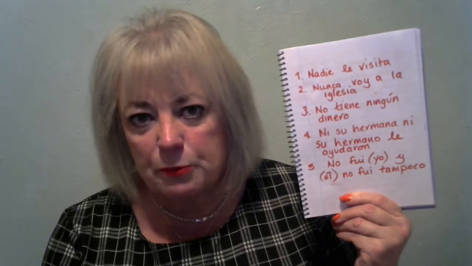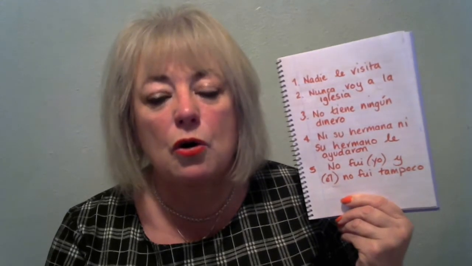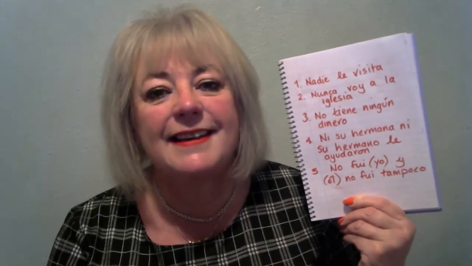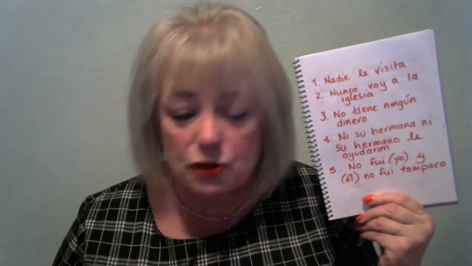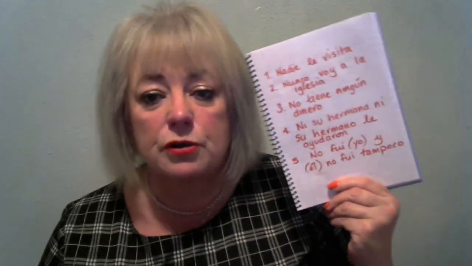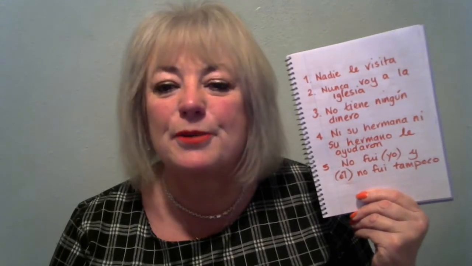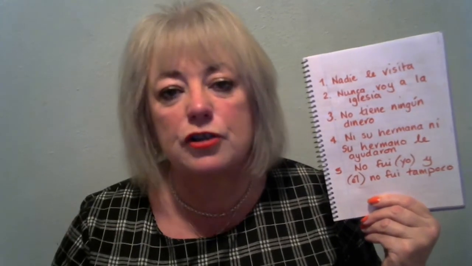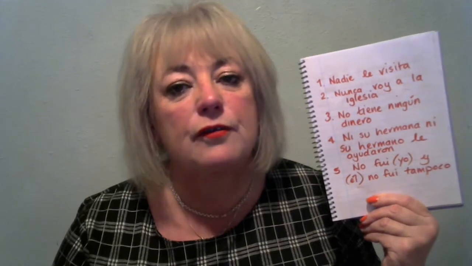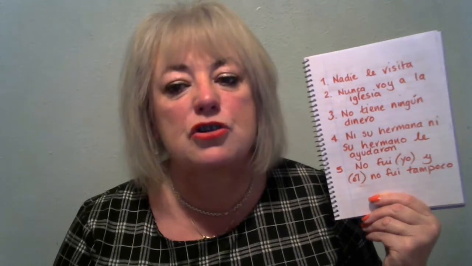You could make it a little bit more complicated and start with the no and say, no le visita nadie. But then, of course, you have to use the double negative. So the easiest way, as always, is to put the nadie first, and then you don't need the double negative. Okay, número dos. Same with this one. Instead of saying no voy a la iglesia nunca, you can avoid the double negative and say nunca voy a la iglesia.